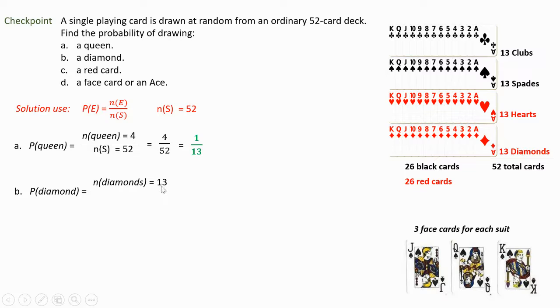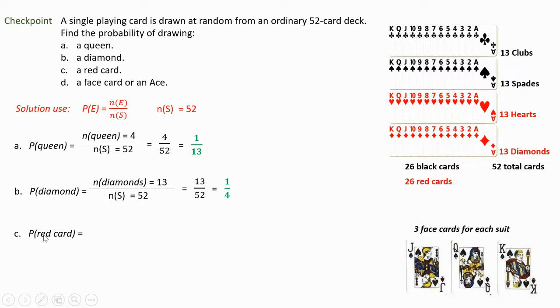So the number of diamonds is 13. The sample space is 52. So 13 over 52, right? Then we reduce it. So it's going to be 1/4. So 1/4 is the answer for part B.